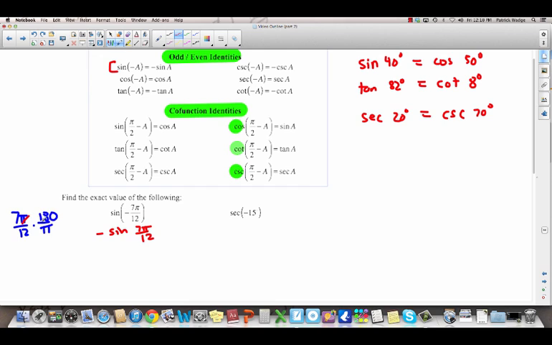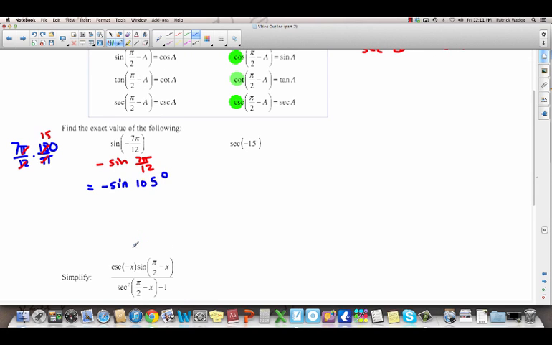So pi's are gone. 12 goes into 180 15 times. 7 times 15 is 105 degrees. So what I need to figure out is what's negative sine of 105 degrees. Well, 105 is not a special angle. It's not on our unit circle. So this is where you're going to have to use one of the identities from last day.